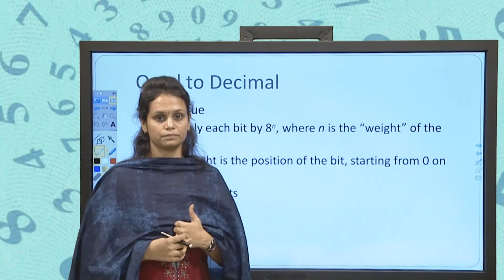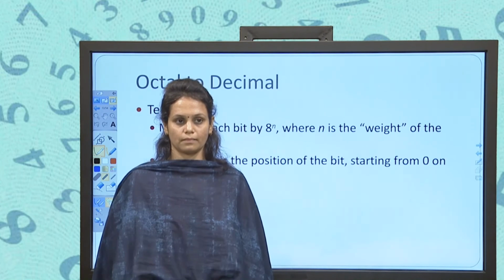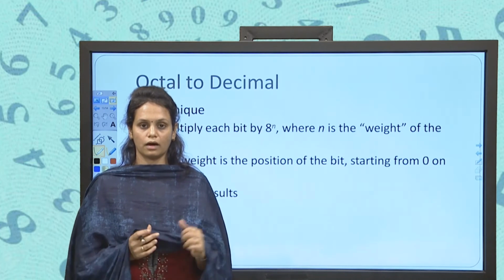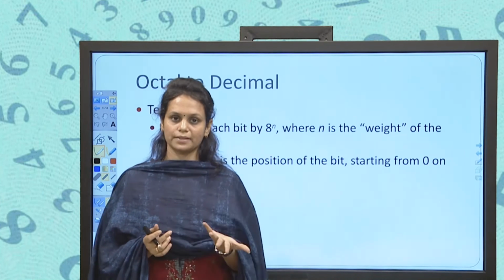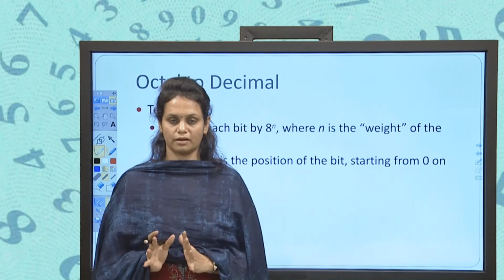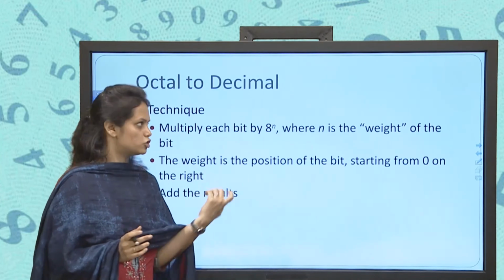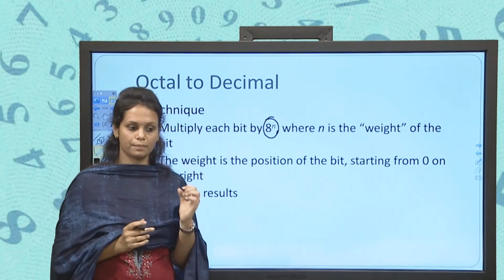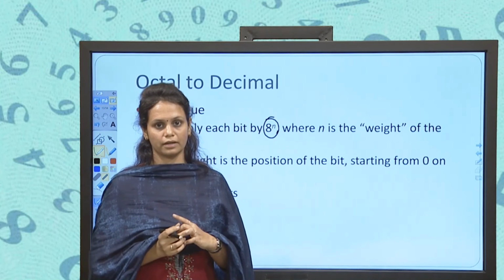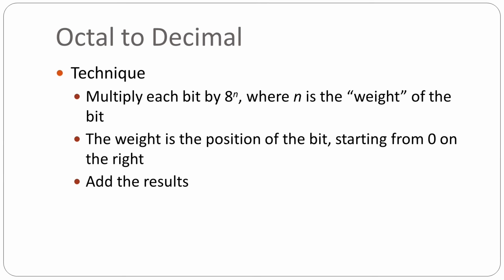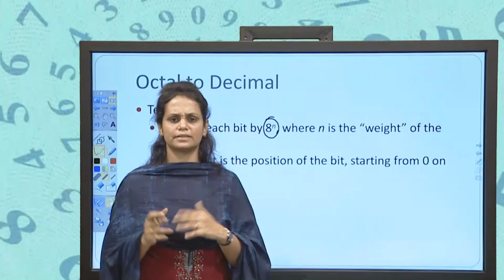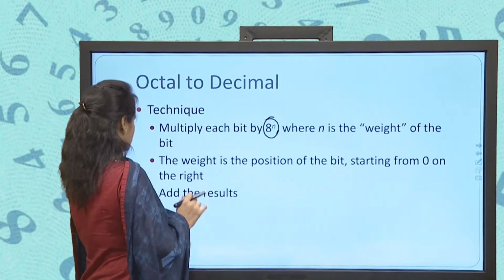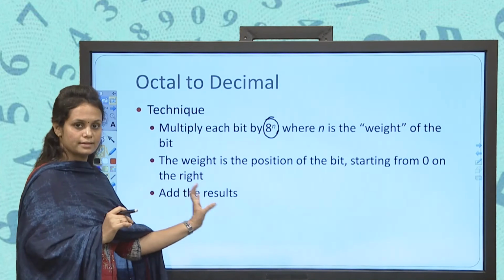Now the technique. The conversion of binary to decimal and octal to decimal is very similar, just with a change in this bit. While converting binary to decimal, we multiply the digits by powers of 2. But this time we will multiply by different powers of 8, and in the end we will add these results.